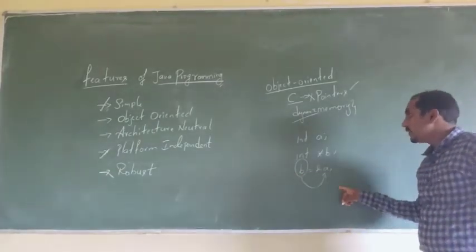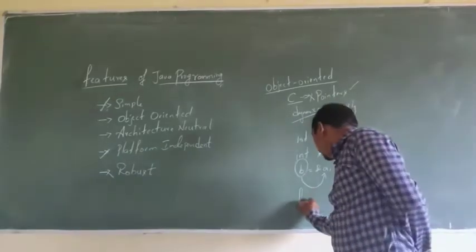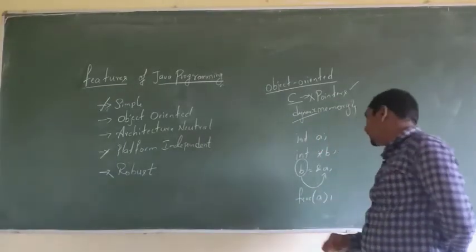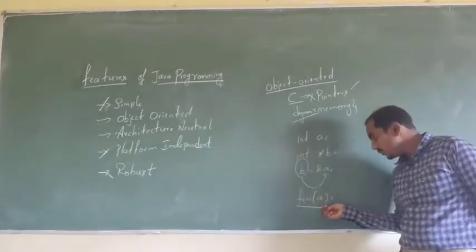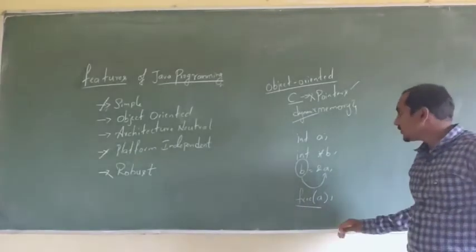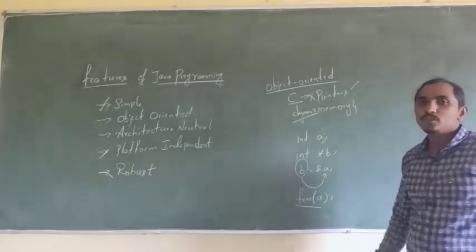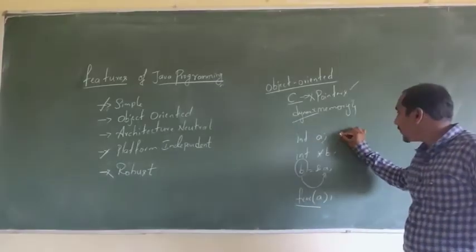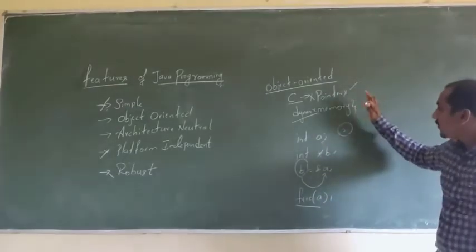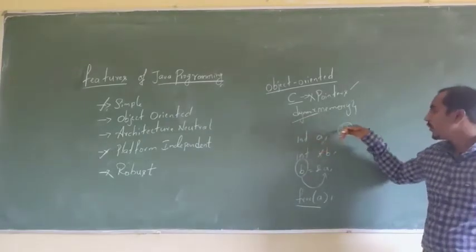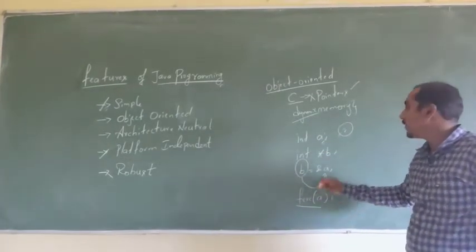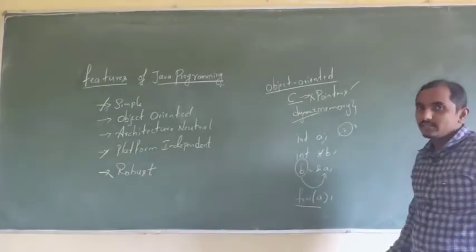In this case, suppose I use the function called free and write the variable name a, what will this statement do? This statement will deallocate the memory which is allocated for a. As you know, an integer will take how many bytes? 2 bytes of memory. So when a variable is declared, we allocate 2 bytes of memory, and when I use free of a, that memory will be released.